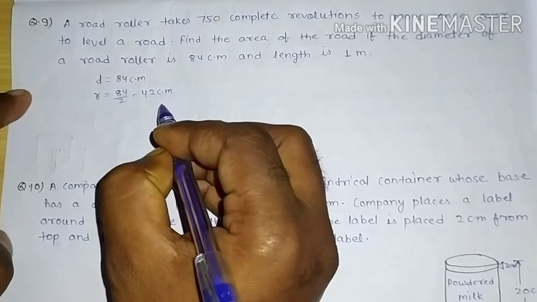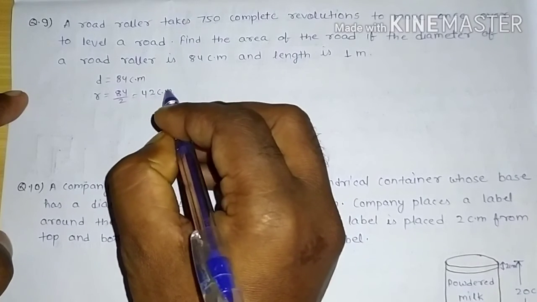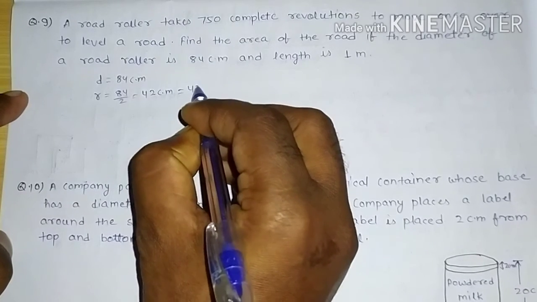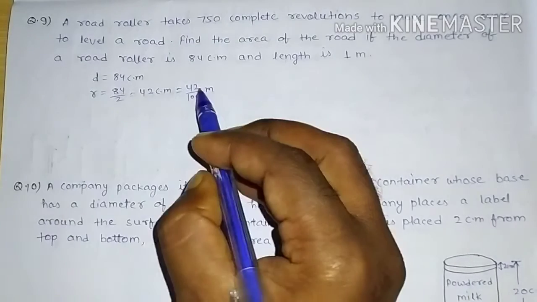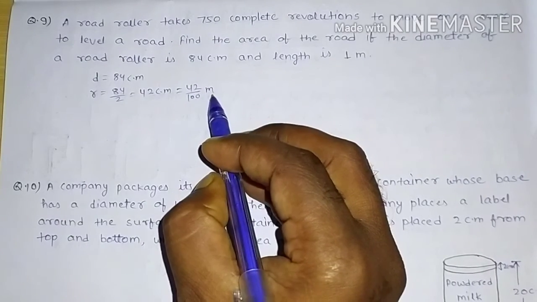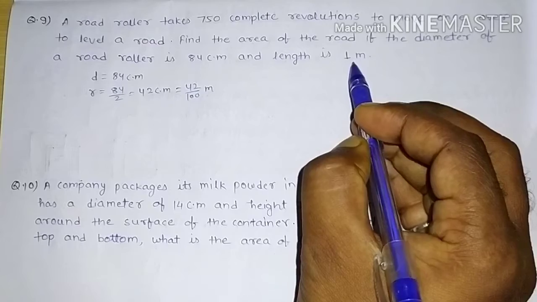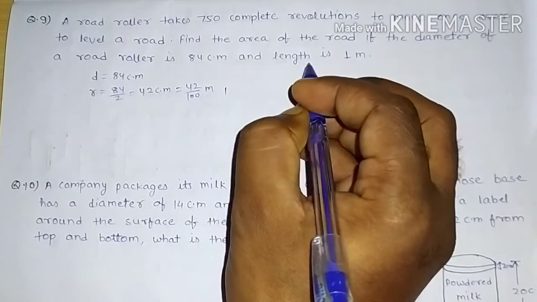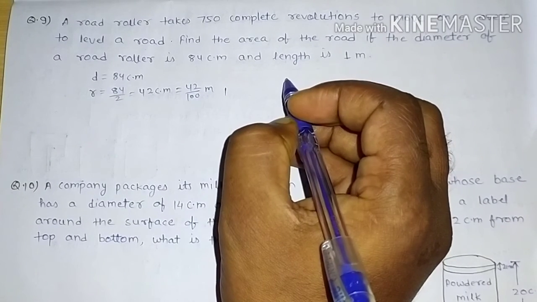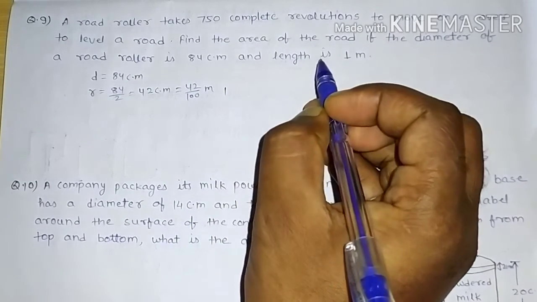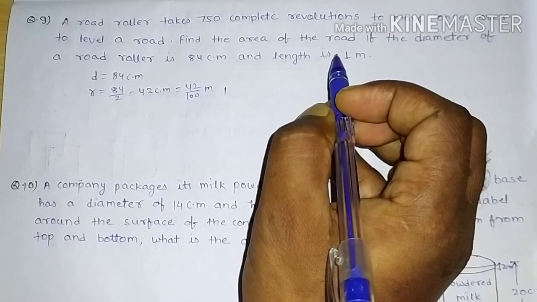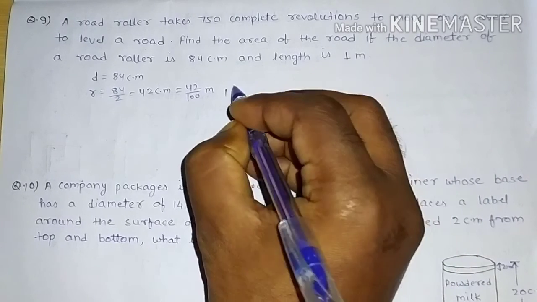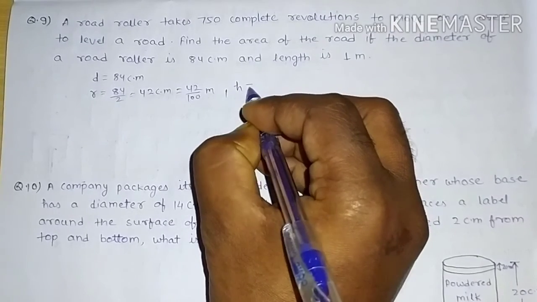42 centimeter. Just convert centimeter into meter. So it will be 42 upon 100 meter. Now the radius is 42 upon 100 meter. Now length is given as 1 meter. So here we can write length, that means height. For a cylinder, length means height. The length of the cylinder or height of the cylinder both are the same. So here we can write h equals 1 meter.